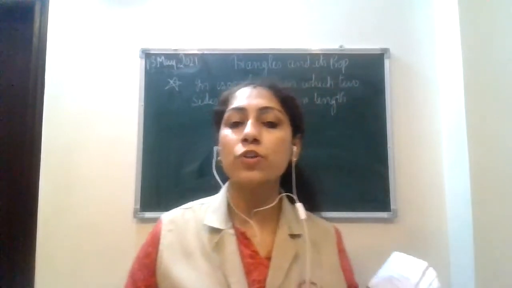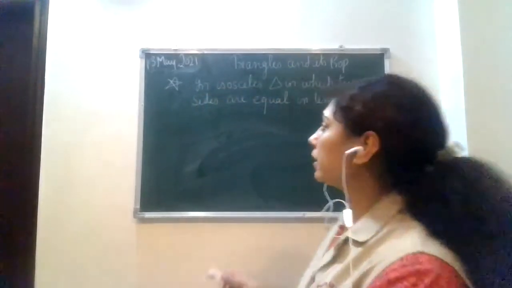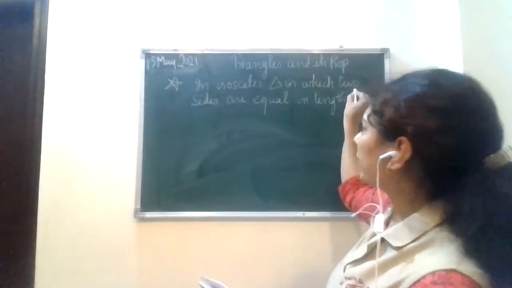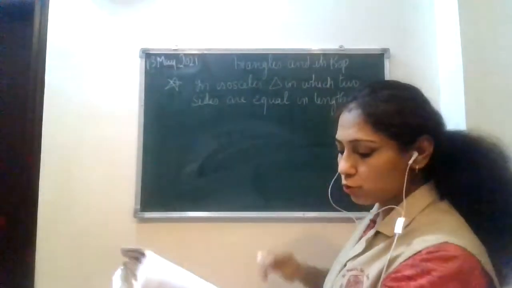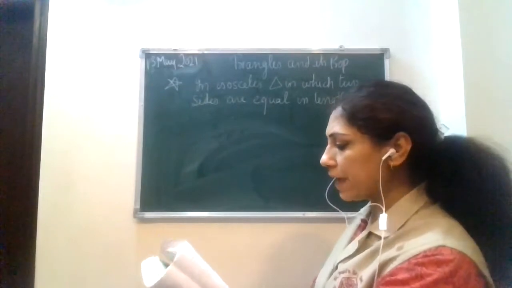Today is the fourth lecture of triangle and its property. So we are going to cover two more properties on your way. The first property is in an isosceles triangle, in which two sides are equal in length.